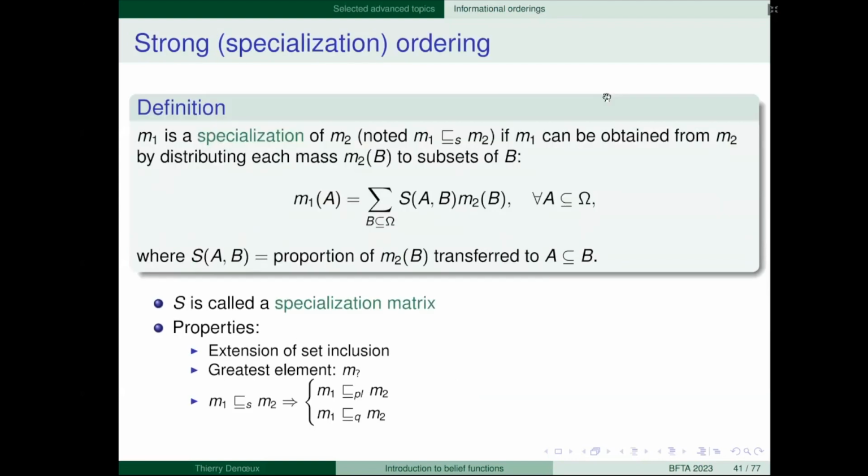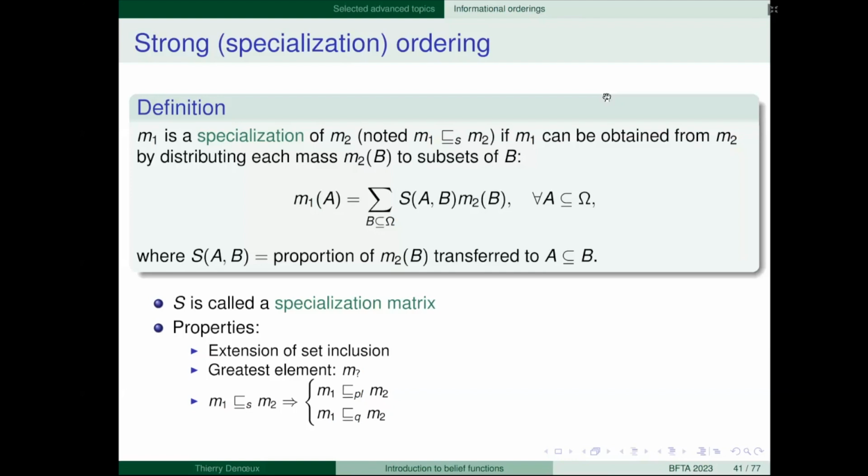Now we have a third definition, which is called specialization. We say that m1 is a specialization of m2, and we denote it like that, if m1 can be obtained from m2 by distributing each mass m2(B) to subsets of B. So it means you can write m1 like this, where S(A,B) is the proportion of m2(B) transferred to A. You start from m2, take each mass and distribute it in some way to subsets. So the mass flows from some focal sets to more precise, smaller focal sets. It makes sense to consider that in that case, m1 is more informative, more committed than m2.